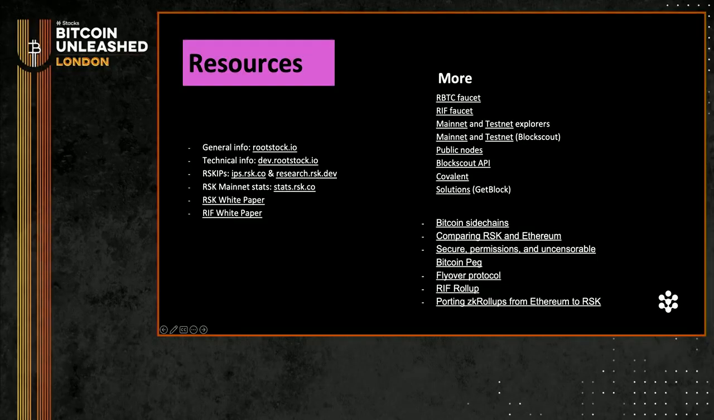And on the lower right are all the more research-oriented links: explanation of sidechains, the Flyover protocol, how the two-way peg works. And the last link is how we ported ZK Sync to Rootstock, basically. And you will notice that it was very simple.